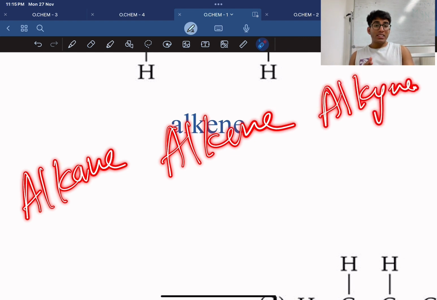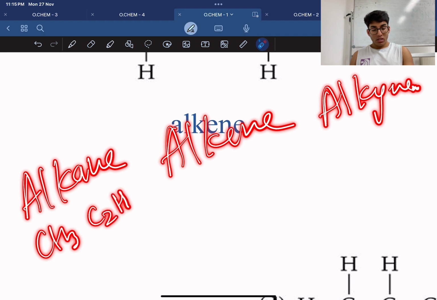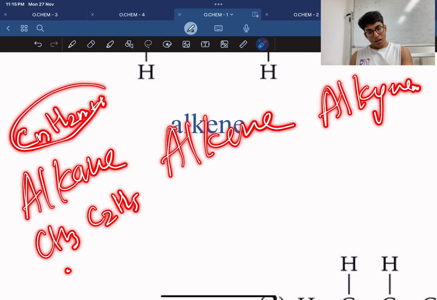An alkane is a saturated hydrocarbon. Basically it contains C and H with single bonds only. So CH3, C2H5. And how am I creating this? There's a formula. It's basically CnH2n plus 1. I think this is the formula. Let me just confirm.